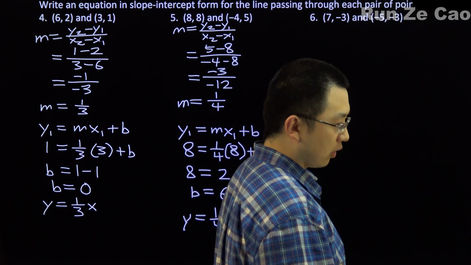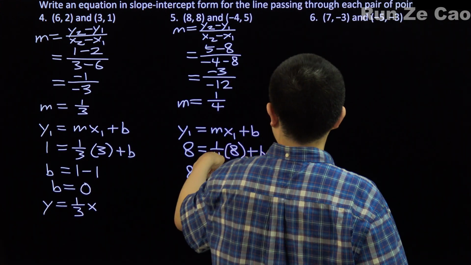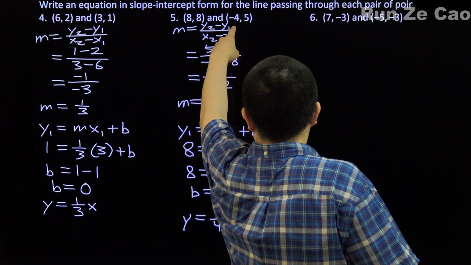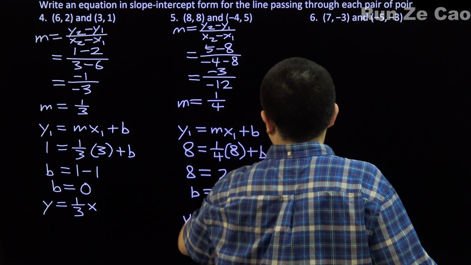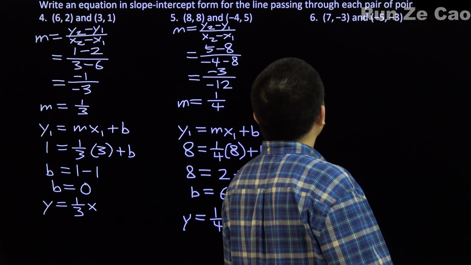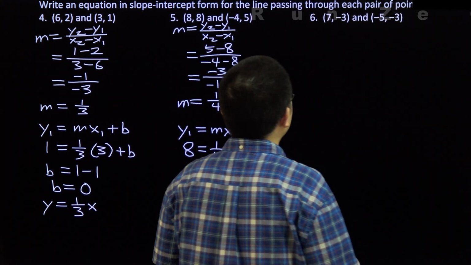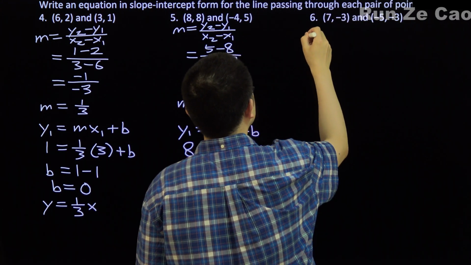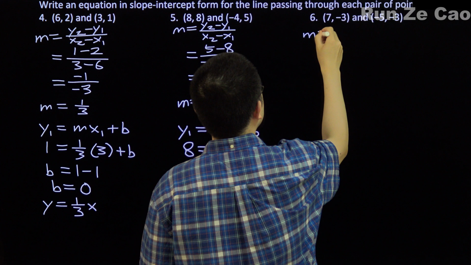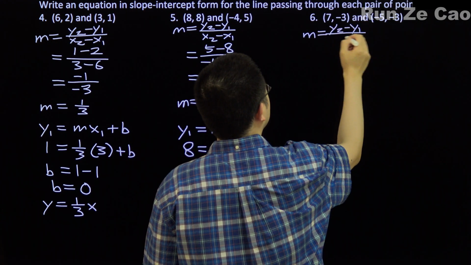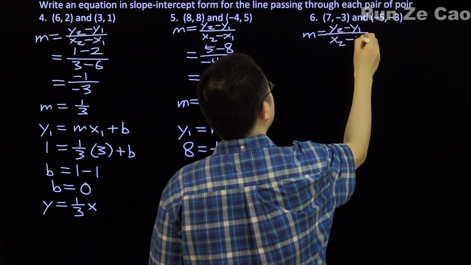Does this work for the other point that we didn't use just now? We can use this other point to check, and we get negative 1 plus 6. Oh, that's 5. Wonderful. Now, what about these 2 points? Well, you got m is equal to y2 minus y1 over x2 minus x1.